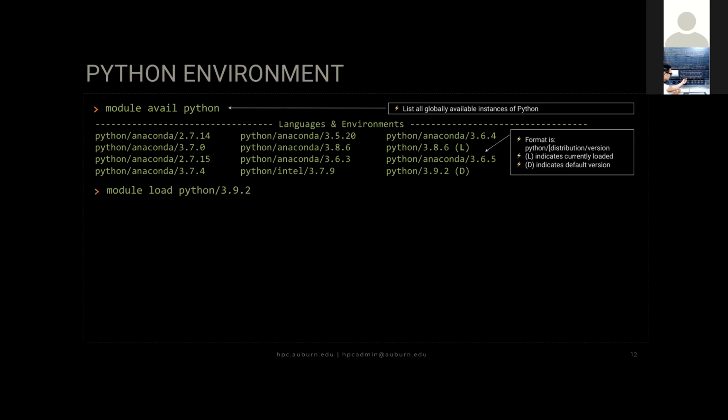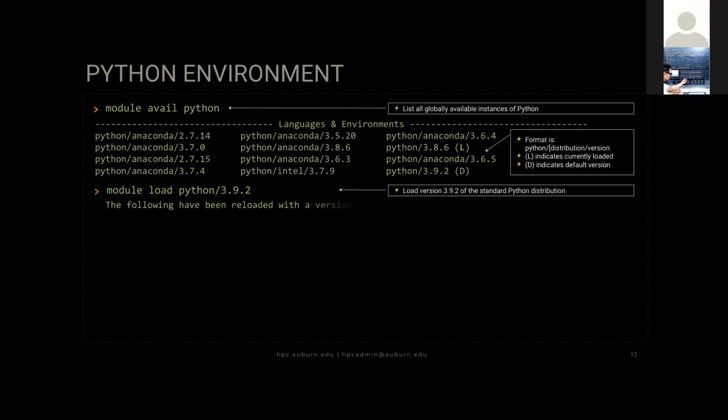So here I'm saying, all right, I want to load the Python version 3.9.2. And it's telling me, okay, I had 3.8.6 loaded, and now I'm replacing that with a newer version. If you don't have any existing Python module loaded, the command should probably just return with no output, and you can check that with a module list to see what's currently loaded for your environment.